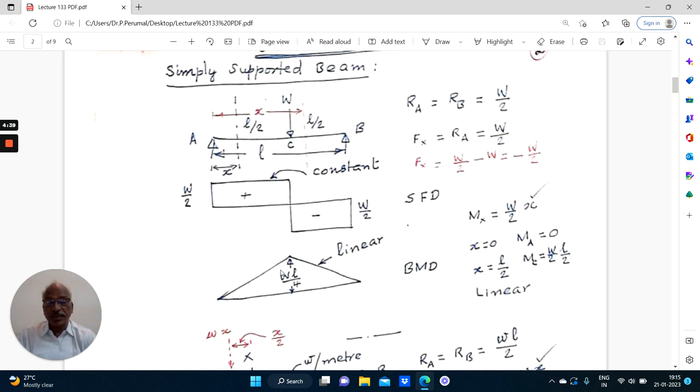Now coming to the bending moment at section XX, we know Mx equals RA into x. RA is W by 2, into x. So this is to show that the variation will be linear. The shear force is independent of x, whereas the bending moment equation has x. The power of x is 1, so x is the variable. Therefore, we will have linear variation because the power of x is 1. When x is equal to 0, MA equals 0. When x is equal to L by 2, that is at the center, the moment is equal to W by 2 into L by 2, that is WL by 4. This is one standard case.